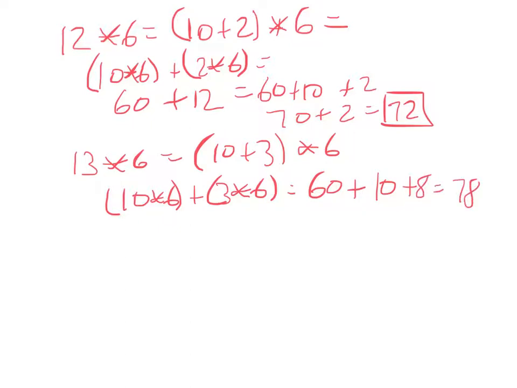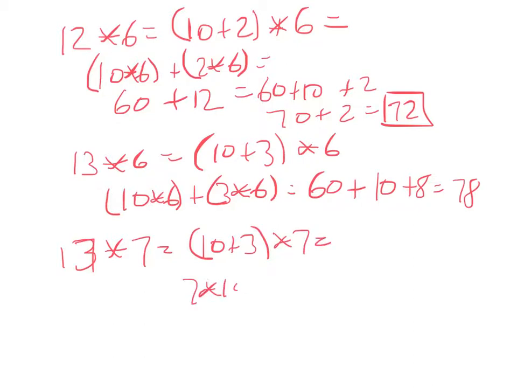Okay, then continuing on, let's try it with one that involves a little bit more exchanging. So let's try perhaps 13 times 7. So that'll equal 10 plus 3 times 7, which equals 7 times 10 plus 7 times 3 equals 70, plus 21 equals 91.